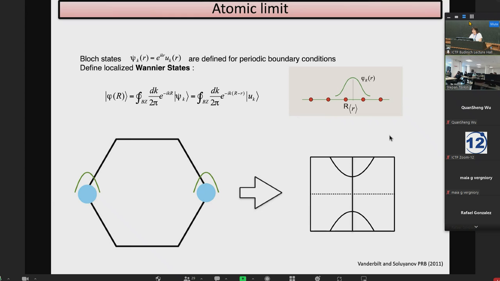And the atomic limit, or the trivial phase, is defined by calculating the Wannier states, integrating over the Bloch functions. And it happens when we can have a set of Wannier states maximally localized on the atomic sites. Whenever this happens, if we have an insulator, this insulator is going to be trivial, because the charge is absolutely localized in the atomic sites. Topological phases is about what is happening in the gap.